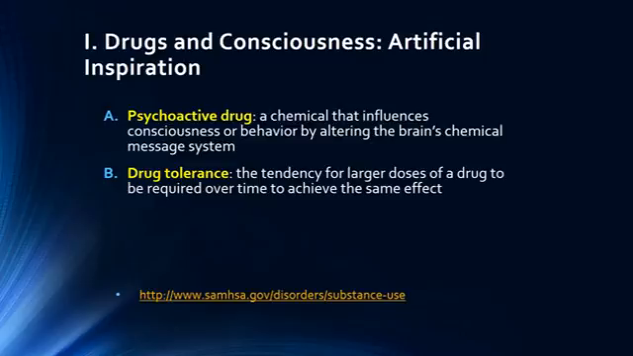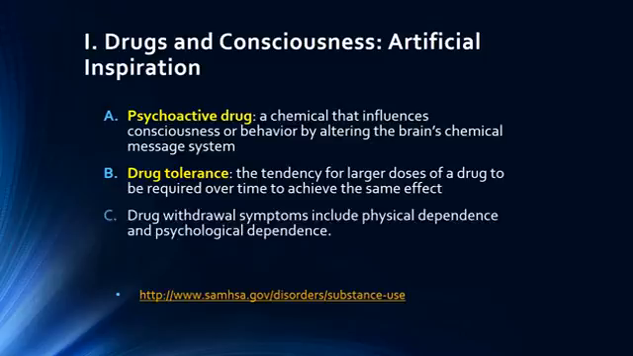Drug tolerance is an important concept to understand, which is the tendency for larger doses of a drug to be required over time to achieve the same effect. Drug tolerance occurs through a variety of biological processes. These include improved metabolic processes by which drugs are more efficiently eliminated from the body. They also include alterations in the regulation of neurotransmitter systems and receptors for neurotransmitters. So some complex mechanisms that result in an increased need for the amount of a drug to achieve the same effect.